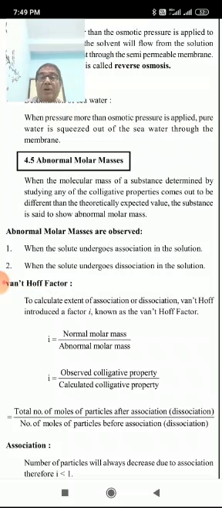When the solute particles either dissociate or associate, the molecular mass of the solute in the solution is called abnormal molecular mass. When the molecular mass of a substance determined by studying any colligative property comes out to be different than the theoretical expected value, the substance is said to show abnormal molecular mass. Reason I have explained. Now, reason for abnormal molecular mass.